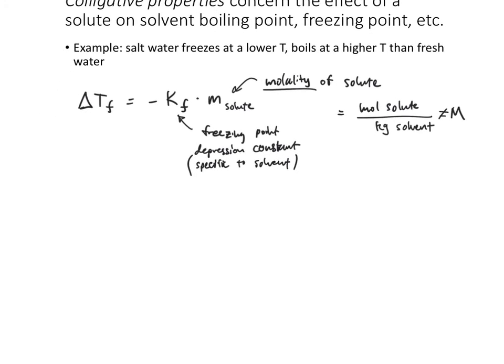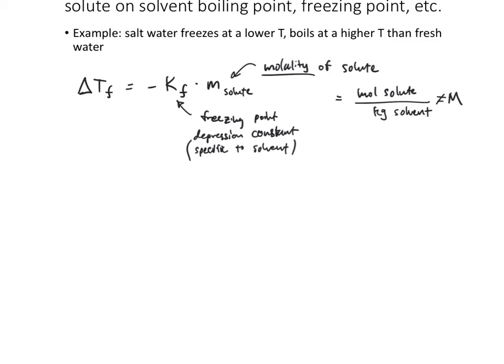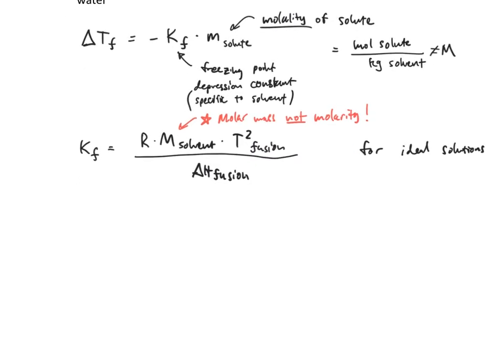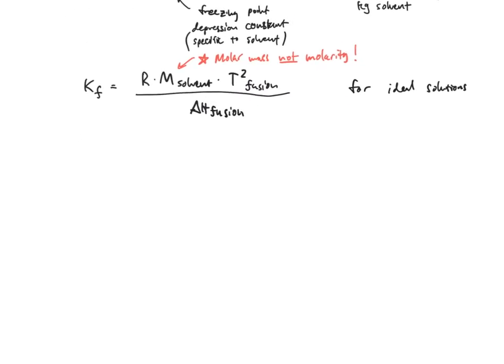Now, if you look in the book, then you can see a nice explanation for ideal solutions. This freezing point depression constant equals R times the molar mass of the solvent times the fusion temperature squared. Remember, fusion is melting, divided by delta H of fusion. And this is for ideal solutions. So that's fusion, freezing.